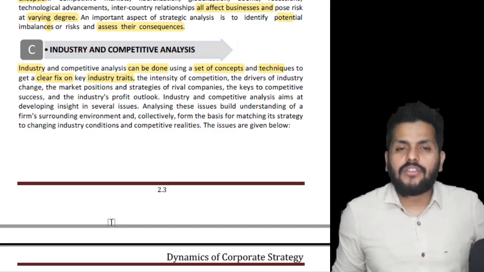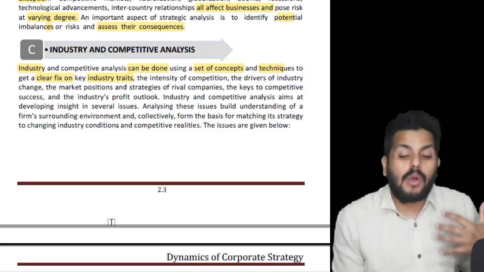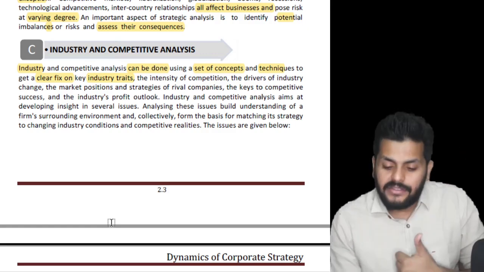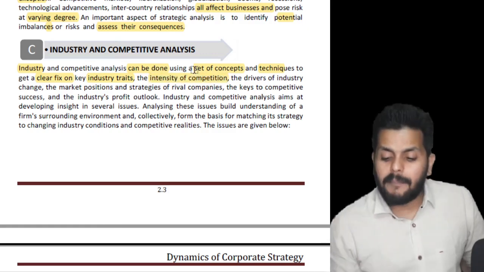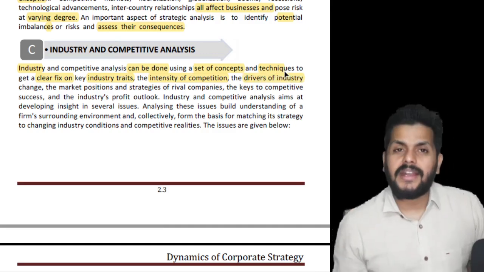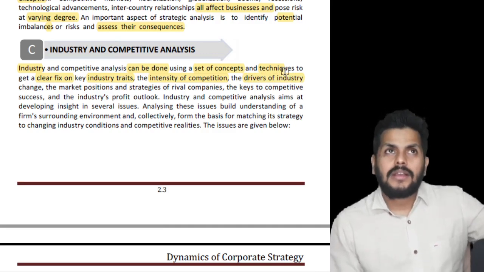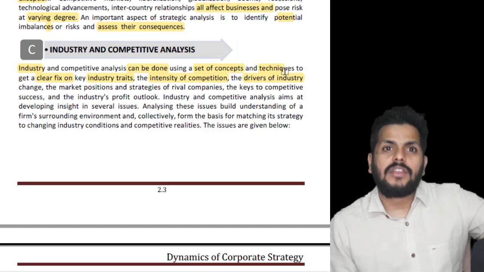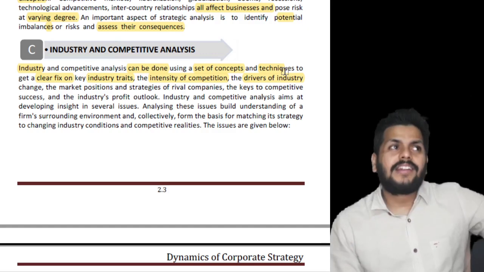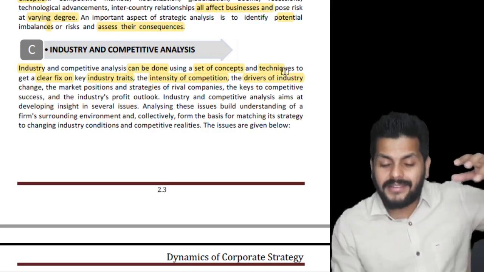So why are you doing industry and competitive analysis? It is being done to get a clear idea on what? On the key industry practices, how serious the competition is, the intensity of competition, and the drivers of the industry, meaning what are those factors that are pushing the industry right now. Sometimes one of the key factors that will push the industry is money. One time the key factor that will push the entire industry is technology. So at different points of time, different aspects will push an industry. Right now, what is pushing you, or what are the drivers of industry?